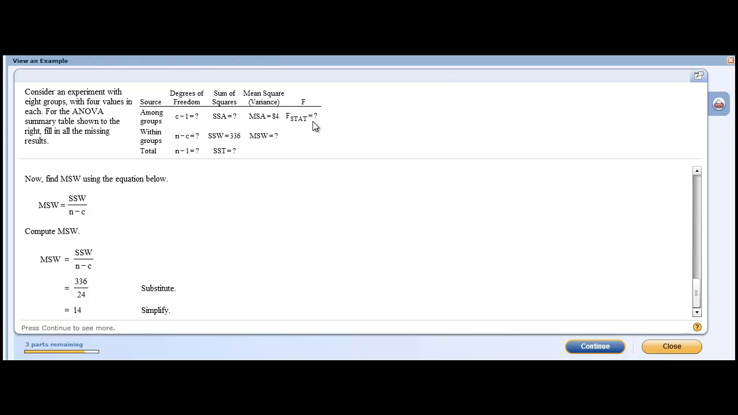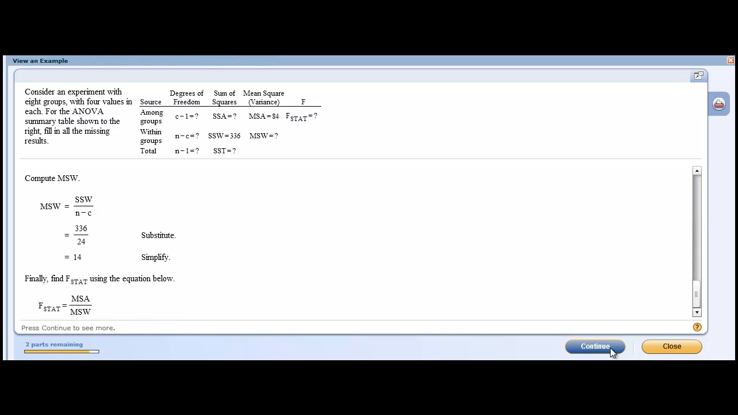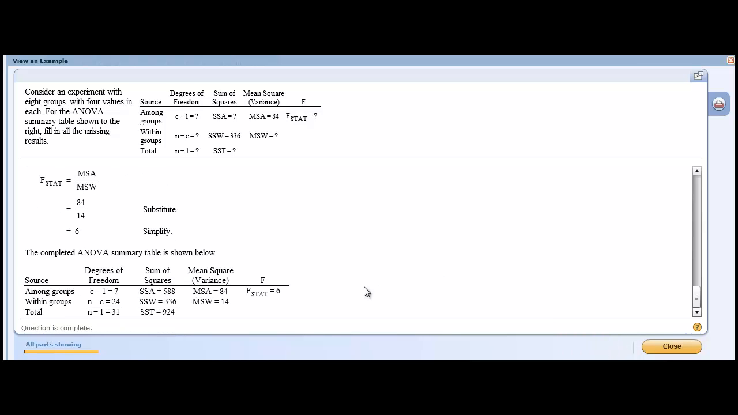What's our F statistic? Well, F is the mean square above divided by the mean square below. And so that's going to be 84 divided by 14, which is 6. Okay, so our F value is going to be 6. So there's our table completed.